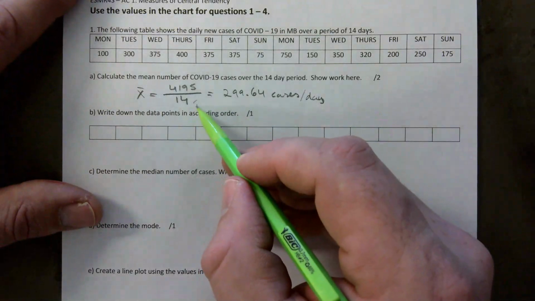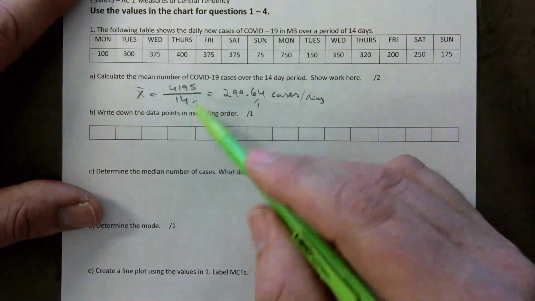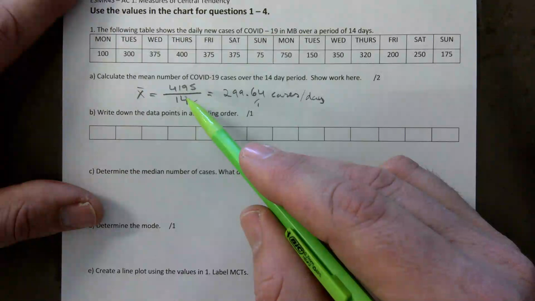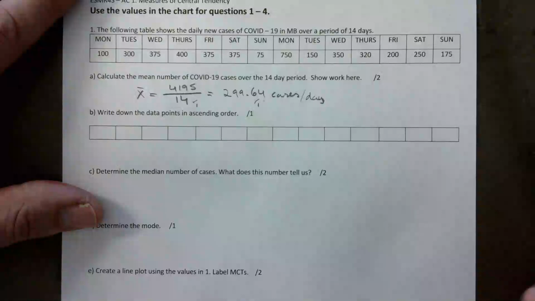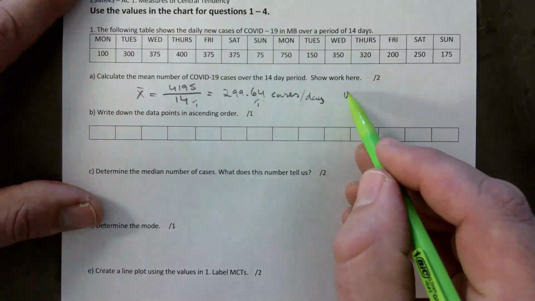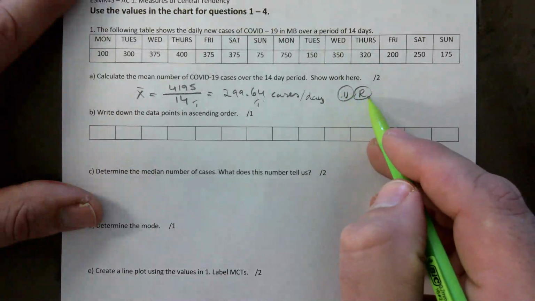So 1 mark for the work and 1 mark for the actual answer. So if your work is wrong, you get -1, but I'd still give you an answer for calculating it today. If you forgot your units, right? If you didn't round, you lose one of those there.